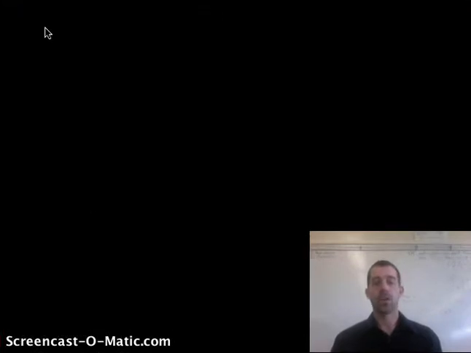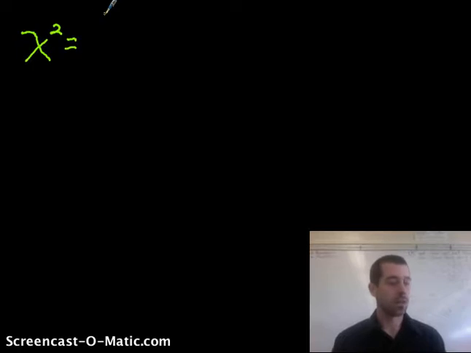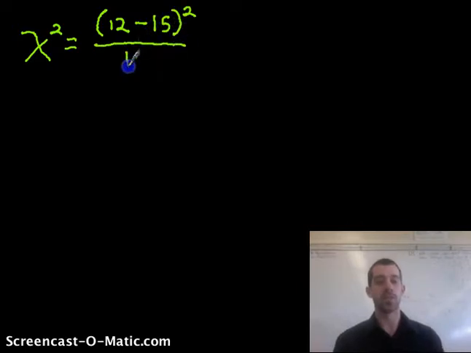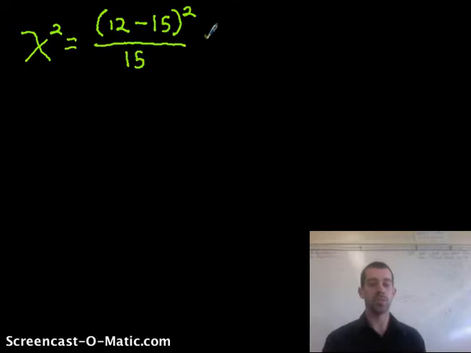All right. So what we end up with is our chi-squared, which will actually be the observed value for side A, which was 12, minus the expected value, which was 15. You square those, and you're going to divide by the expected value for side A, which was 15.